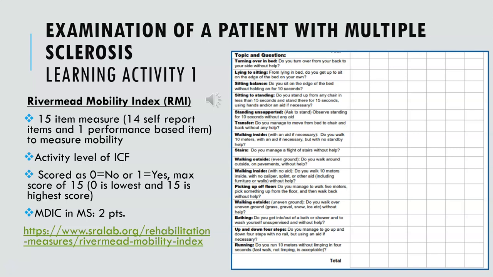The patient's going to rate their ability either as a 0, which means no, or a 1, that means yes. And after the patient is completed, you're going to add up those scores and determine where they fall relative to 0 being a lower performing score and 15 being a higher performing score. The minimal clinically important difference for this tool for patients with MS was established at 2 points. And more information on this tool can be found through that link, which will take you to the Shirley Ryan Lab.